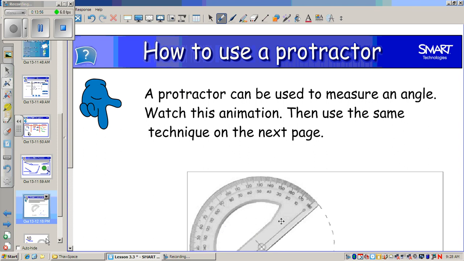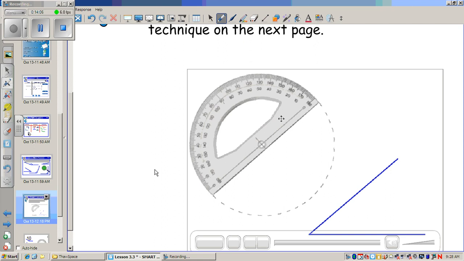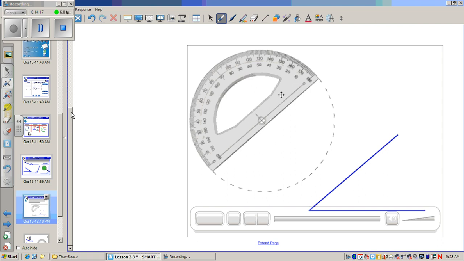All right, finally, we're moving on to using a protractor. And I realize this lesson's a little bit longer, but I did want to show you how to use a protractor before you get started. So it says a protractor can be used to measure an angle. Watch this animation, then use the same technique on the next page. So I want you to watch this as I measure this angle, and what do they do?